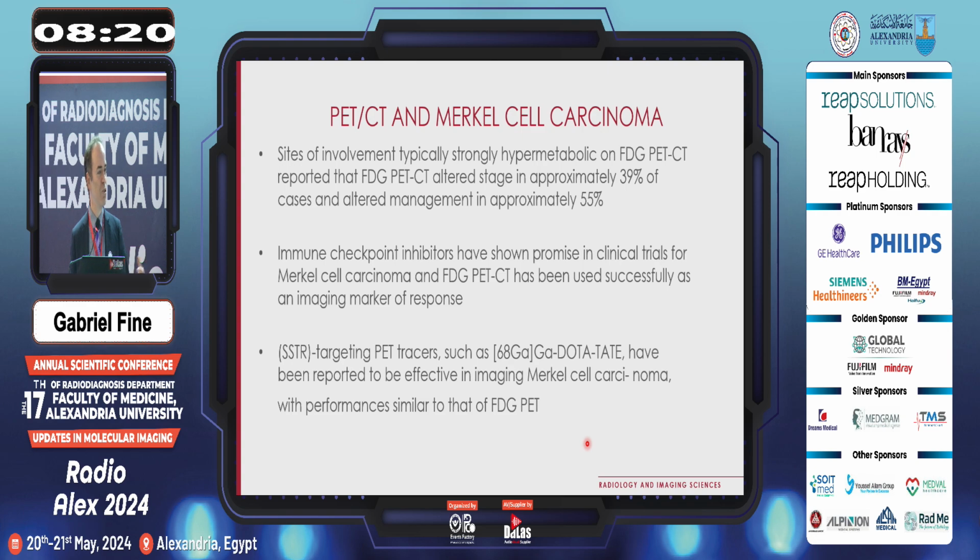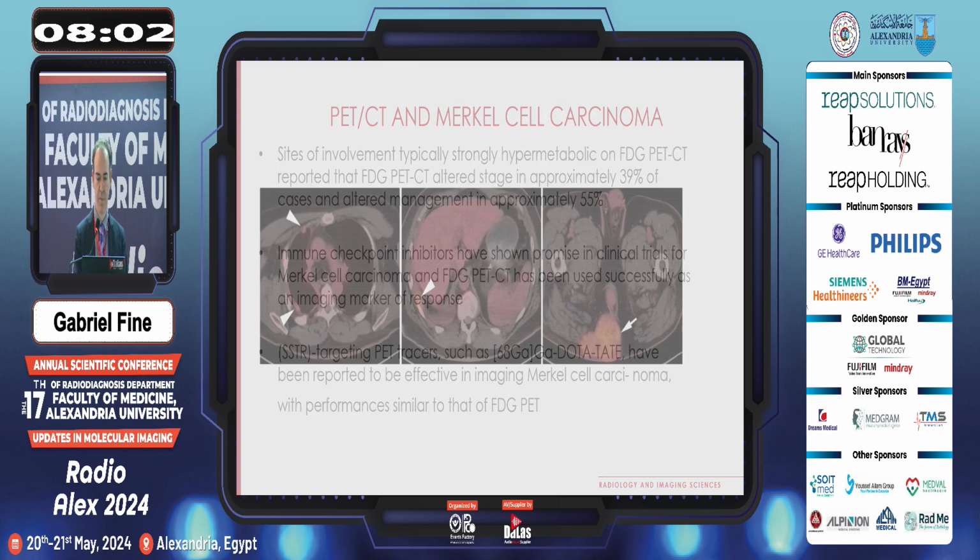As we talked about just 20 minutes ago, we were talking about neuroendocrine tumors. Merkel cell happens to be one, and in that way, the somatostatin receptor imaging has been reported to be effective in these patients, with similar performances to that of FDG PET.